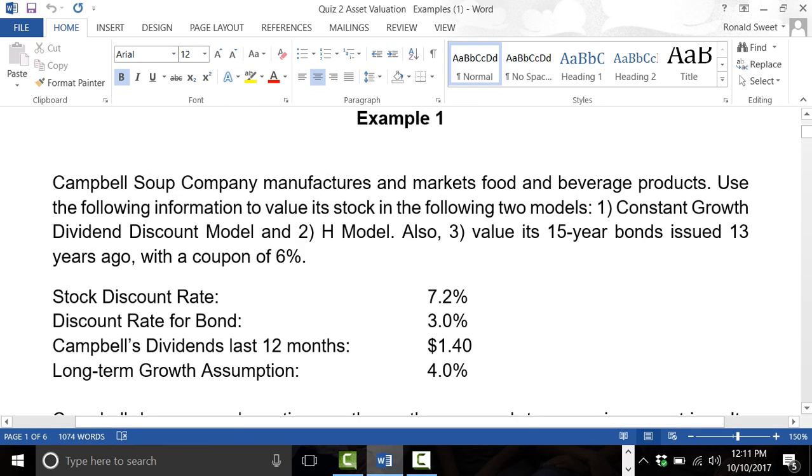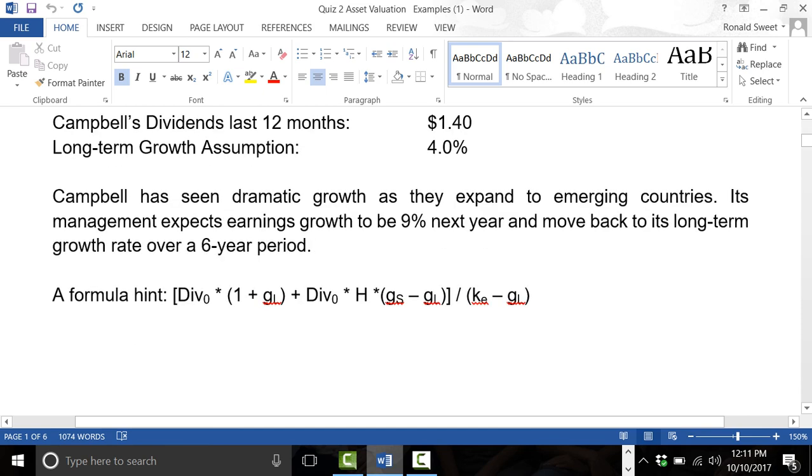In this video, we'll walk through an example of the second quiz, which is evaluation. In this case, we're going to value Campbell's Soups, both their bonds and their stocks. We'll start with the bonds.